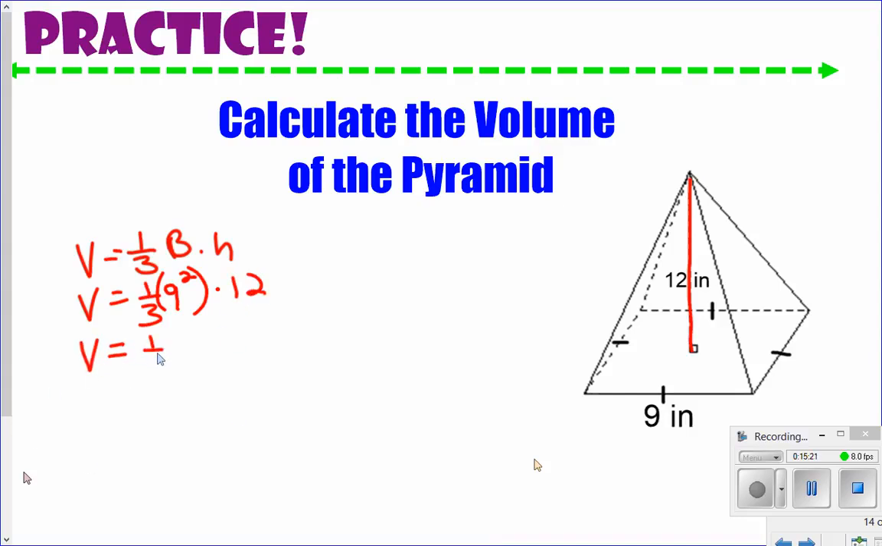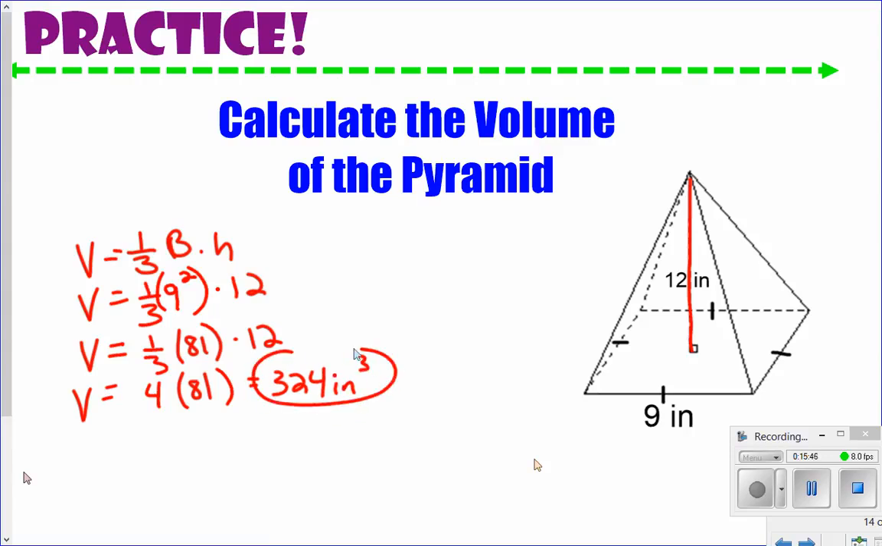So I have 1/3. 9 squared is 81 times 12. We'll take 12 and divide it by 3, which is 4, times 81, which is 324. And these are inches cubed. Okay, so that's it for today's lesson. Now you can practice some of those on your own.